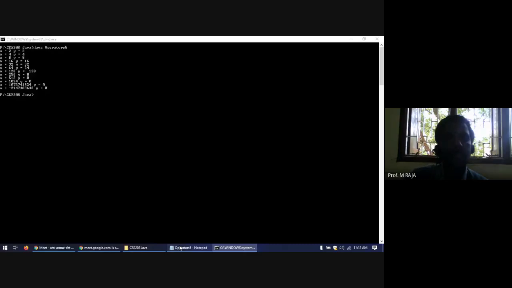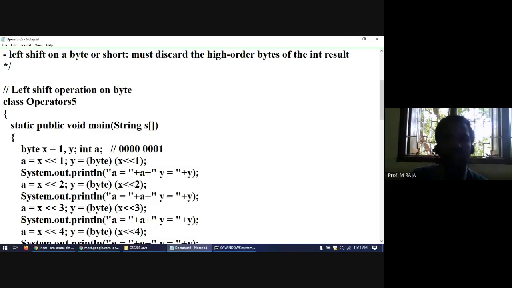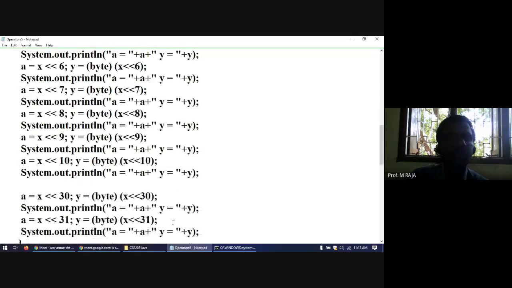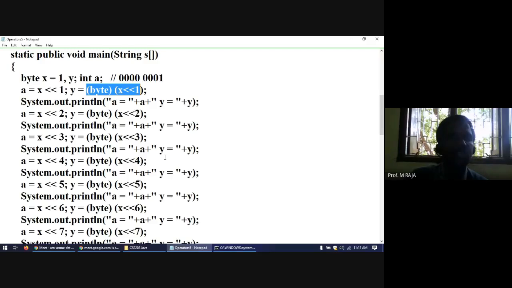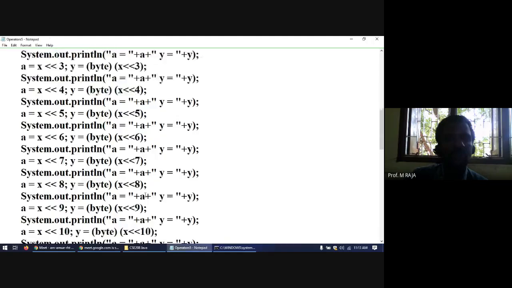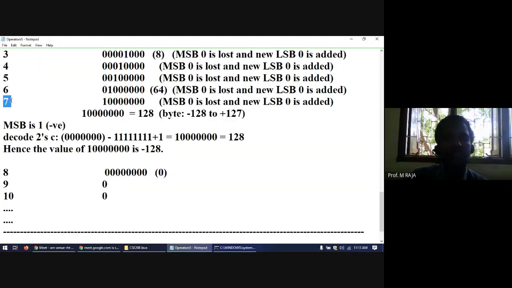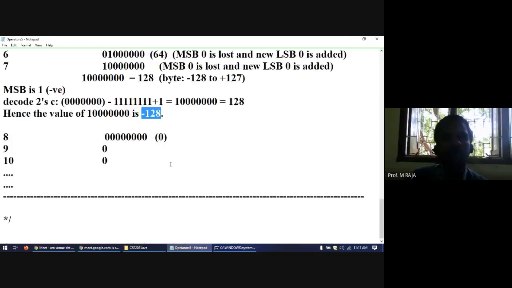We have to look into this expression alone: byte of x less than 1, 2, 3, 4, 5, 6, 7, 8, 9, 10, etc. This is the result of byte of x less than 1, the first stage. The result is multiplied by 2, then the second shift, third, fourth, fifth, sixth. During the 7th bitwise left shift operation, the value of byte of x less than j becomes minus 128, not plus 128.